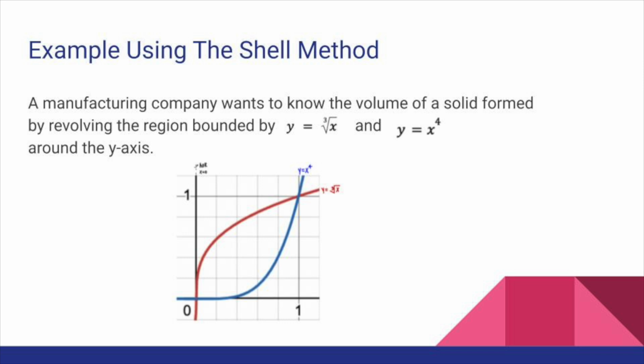The first thing we will do is to graph the equations to have a visual representation of the region bounded. It is crucial to label the equations and the axis of revolution. In this case, the red line represents y equals the cubic root of x, and the blue line represents y equals x to the power of 4. Most importantly, since the axis of revolution is the y-axis, then x equals 0.